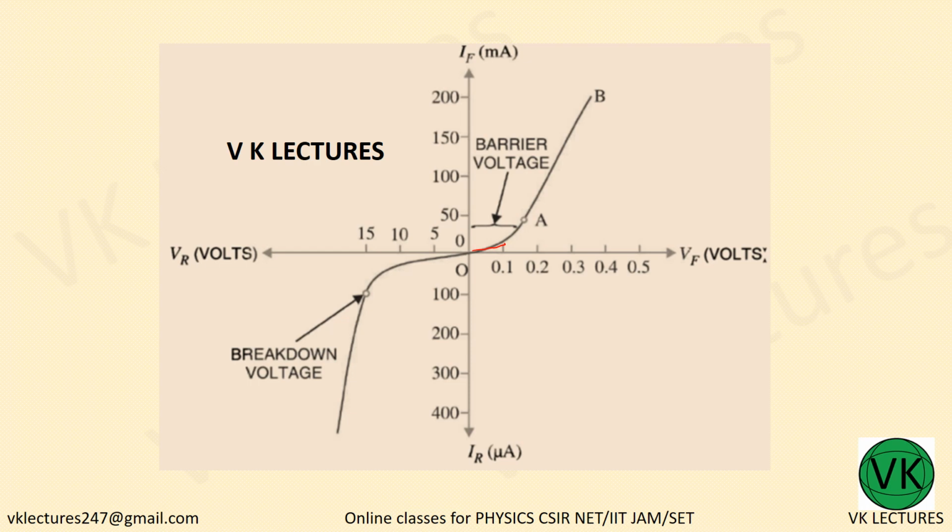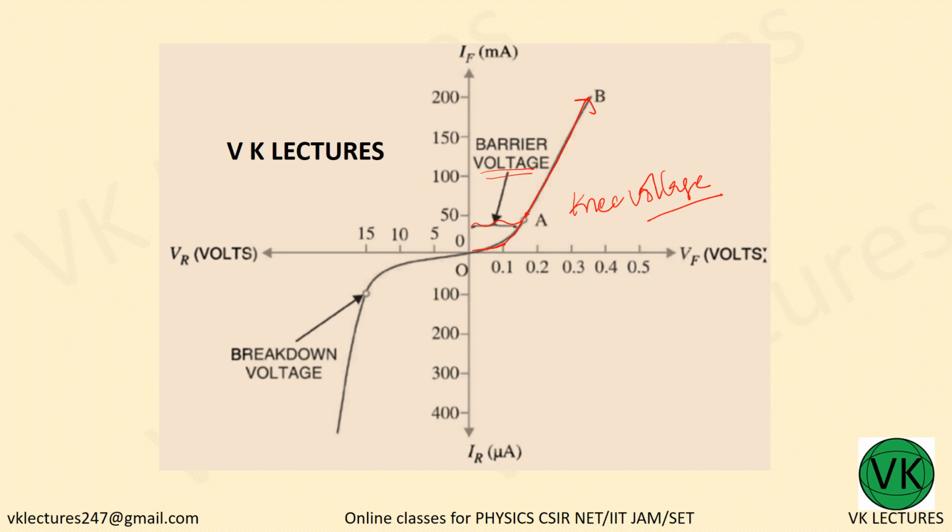Now once it crosses 0.7 for silicon, and 0.3 for germanium, it will start shooting up. The current will keep shooting up. Now what is this? This is the barrier voltage. Barrier voltage means the voltage required to overcome that barrier potential and start conducting. And that particular value where it shoots up is nothing but knee voltage.